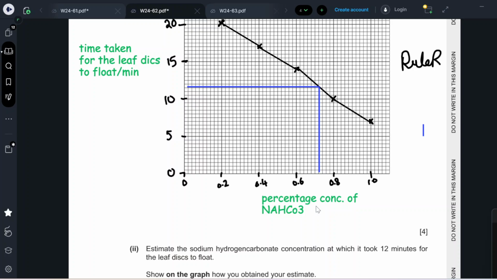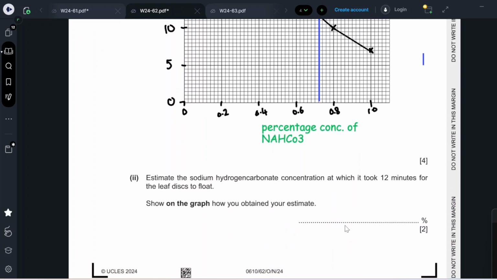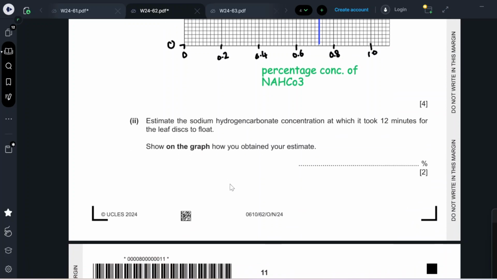Estimate the sodium hydrogen carbonate concentration at which it took 12 minutes. 12 minutes. This is 11, 12 here. And then I will go down, check my number, put it here. For each of you, it might be a different number. If it is the correct reading from your graph, then it is correct.